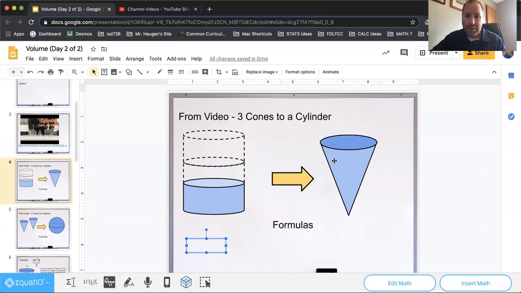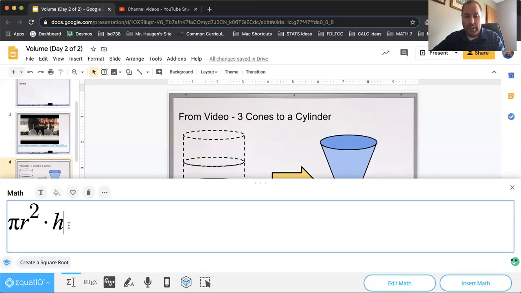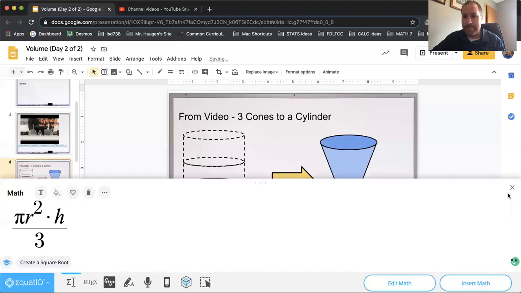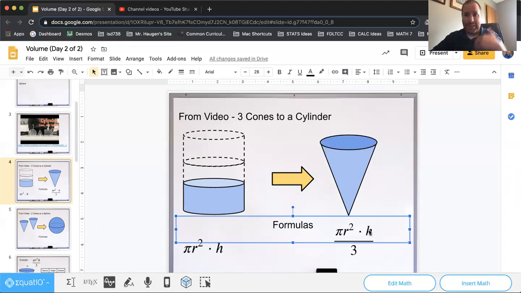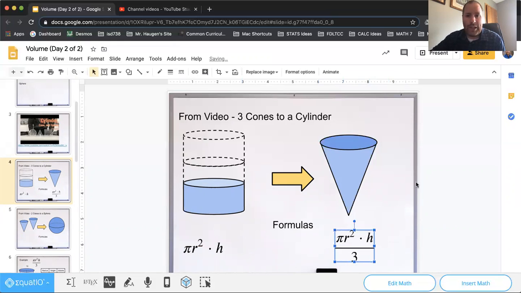But for a cone, since exactly three of these fit in here, the cone has to be exactly 1/3 of this. So what we would do is take this and divide it by 3. And that is the formula for the volume of a cone: pi r squared times the height, divided by 3. The height is a little bit different than before. Before, when we talked about surface area, we talked about the slant height. This would be the height going from the very point straight through. So it's slightly different there, but we'd have the height times pi r squared divided by 3. That's the formula for a cone.